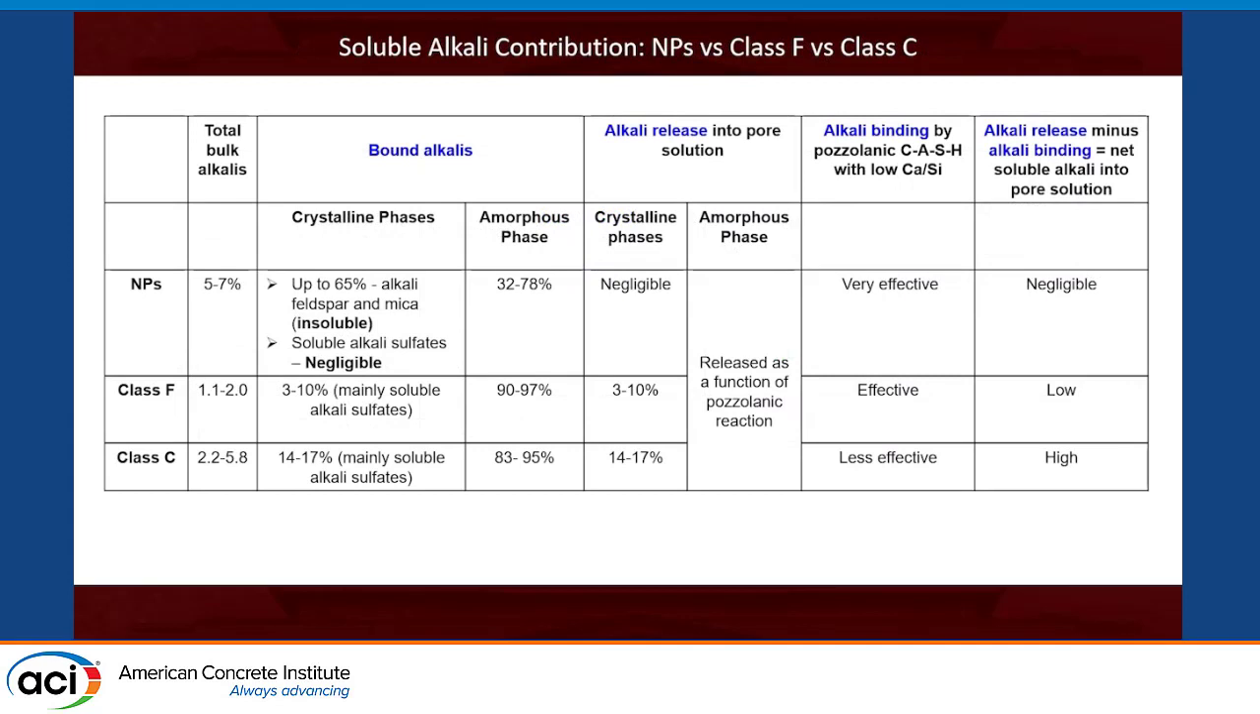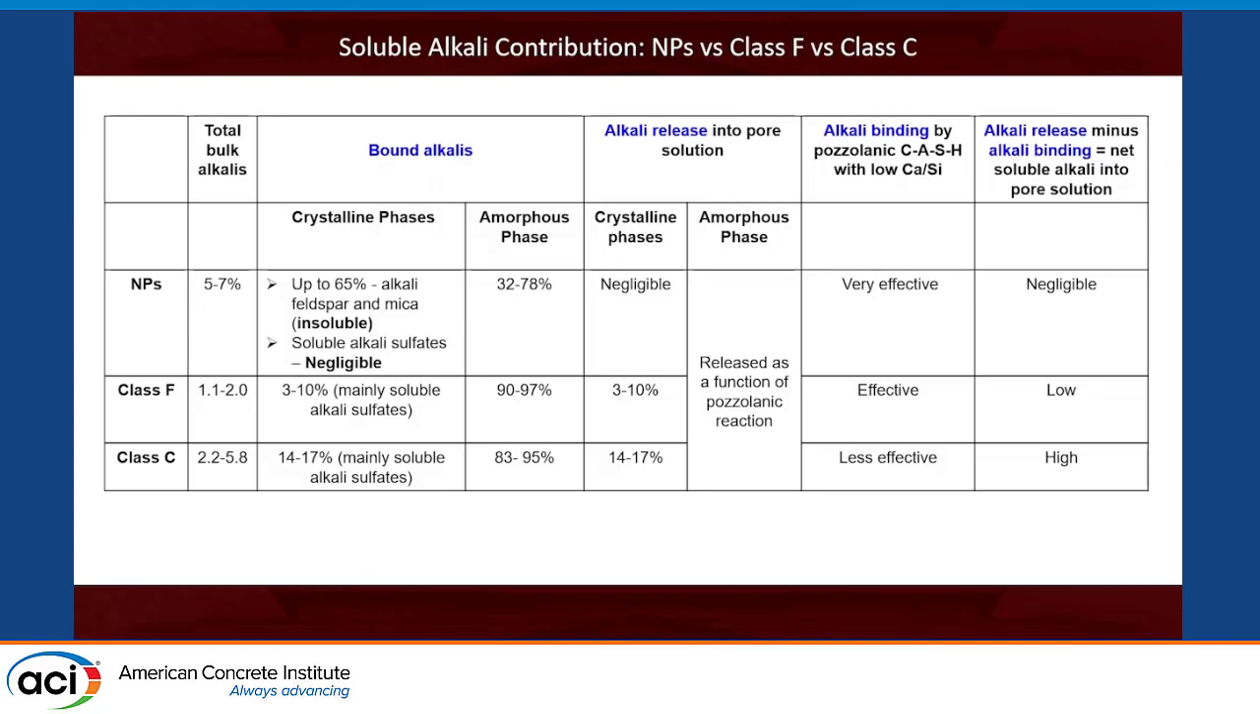As a result, this is what we are expecting from the mineralogical analysis. You see that for all the natural pozzolans, the bulk alkali is high, 5 to 7%. 65% of that alkali is bound in the crystalline phase, 32 to 70% in the amorphous phase. Now, alkali release from the crystalline phase is very negligible in the case of natural pozzolan. Alkali from the amorphous phase can come into the solution as a function of the degree of reaction, but alkali binding is very effective.